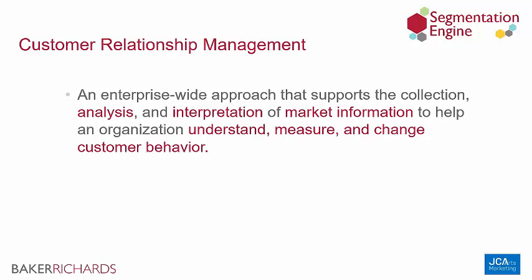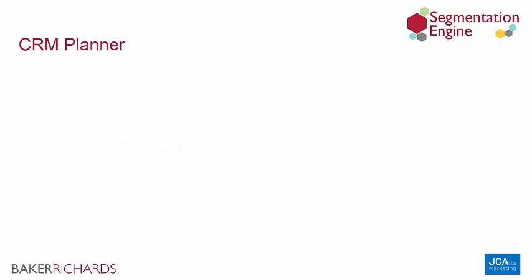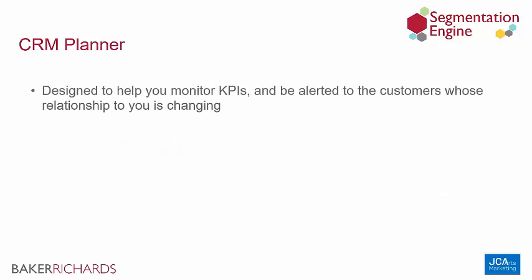We can obviously, with the segmentation engine, help with the understanding and the measuring, but there's not much point doing all of that unless you're actually going to try and change something. Something like increase people's frequency or just get them to love you that little bit more. CRM without any objective in mind isn't really customer relationship management. It's just customer observation. So with that in mind, we've designed the CRM Planner to try and help you to monitor KPIs and to be alerted to the customers whose relationship with you is changing in some way.